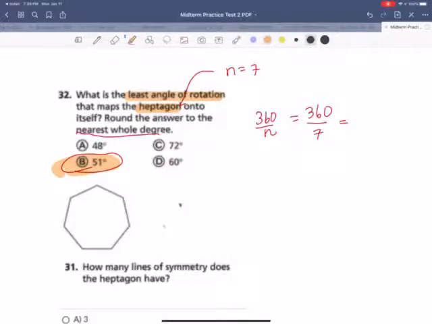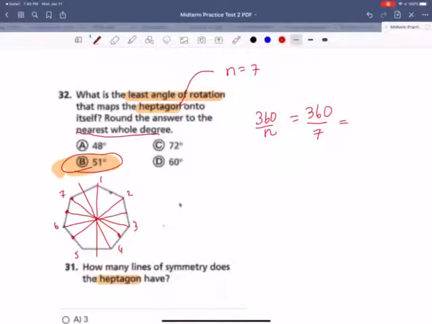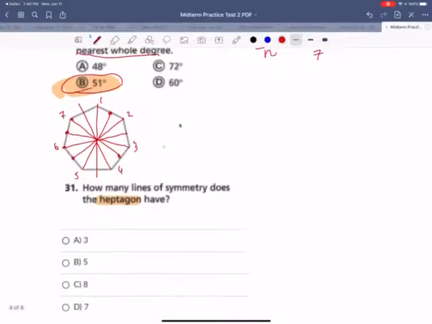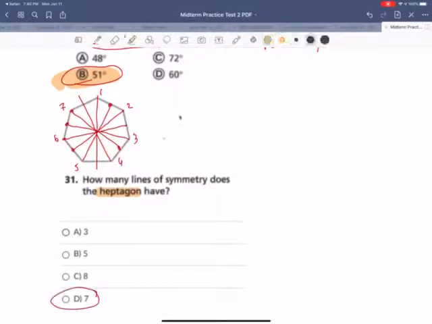How many lines of symmetry does the heptagon have? Well, it looks like 1, 2, 3, 4, 5, 6, 7. I could fold it on any one of these lines, and it will fold on top of itself. So I'm going to pick 7, and I hope you did too.